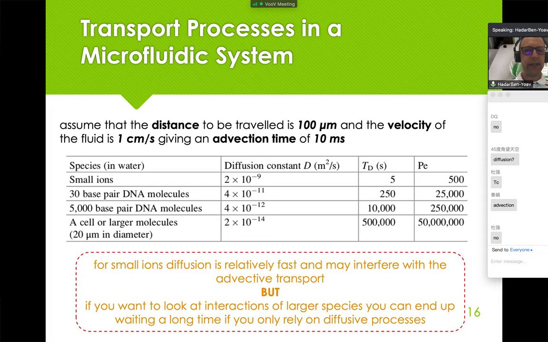Any questions about this slide? And the effect of the particle size on the Peclet number, diffusion versus advection. Okay, so let's continue.